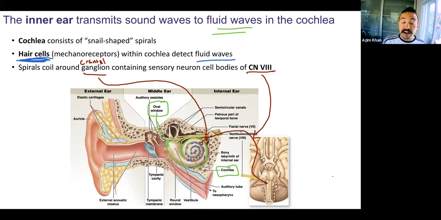That's just the beginning of how we hear things. We've, at this point, detected the stimulus, fluid movement, which came from sound, and that then needs to get processed in our brains.